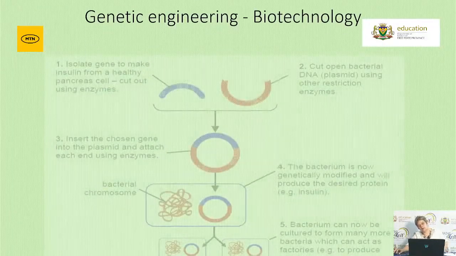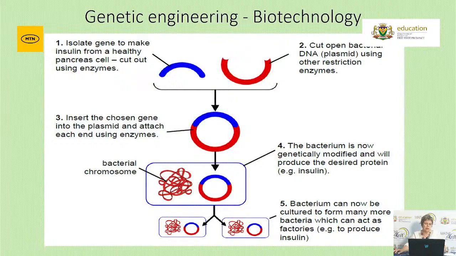The same with biotechnology. Make sure that you know how we use bacteria to produce insulin or any other medicine. We use the plasmid. We take the desired gene, we place it in the plasmid. The plasmid is now recombinant. We place the plasmid back into the bacteria. We allow the bacteria cells to reproduce by mitosis because it's a very quick process and many bacteria cells can be formed and then we extract, in this case, the insulin or whatever we need. So make sure of cloning and biotechnology.